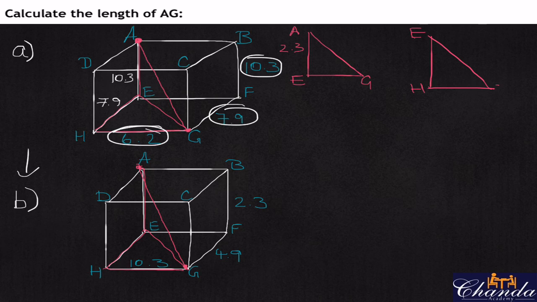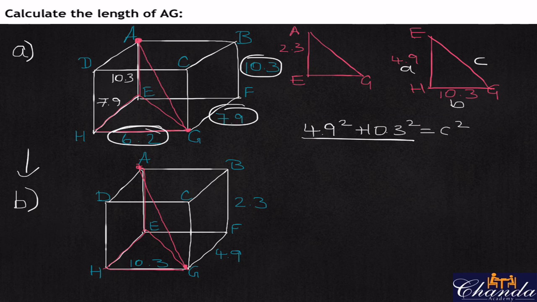Okay, EH is given to us as 4.9. HG is given to us as 10.3. And EG, well, we don't know what it is yet. So let's designate some letters and find out. So let's call it A, let's call it B, and that can be C. So we have 4.9 squared plus 10.3 squared is equal to C squared. 4.9 squared plus 10.3 squared gives me 130.1 is equal to C squared.